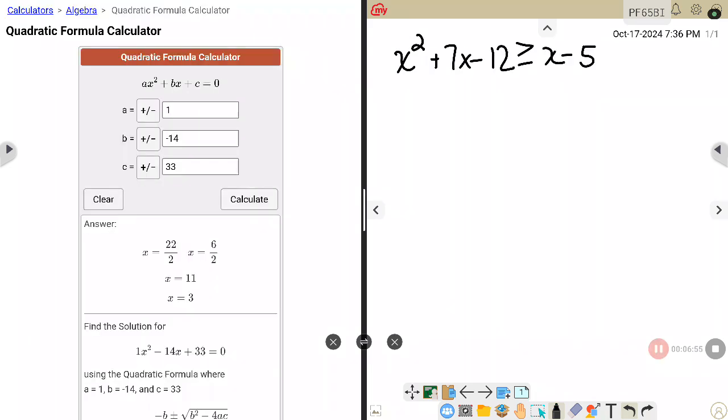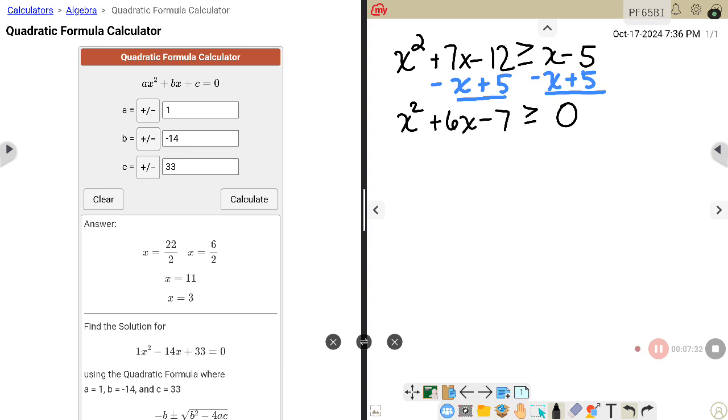All right, looking at another example. I've got x squared plus 7x minus 12 is greater than or equal to x minus 5. And I would like to use my quad calculator, but before I do that, I have to have all the terms on one side with a 0 on the other. So I'm going to subtract x from both sides and add 5 to both sides, because that will make my right side be 0. Let's see what it does to the left. I've got x squared plus 6x minus 7 equals 0.